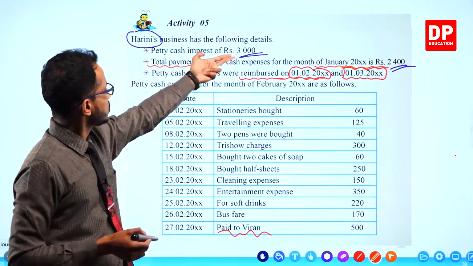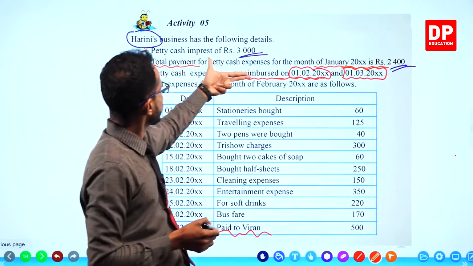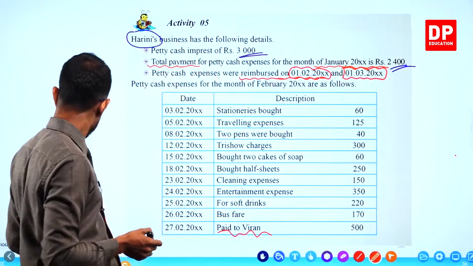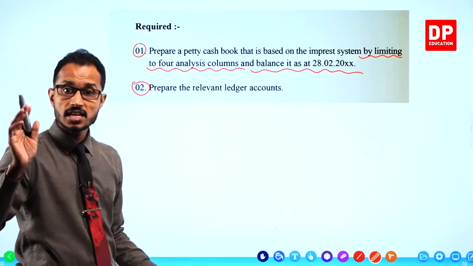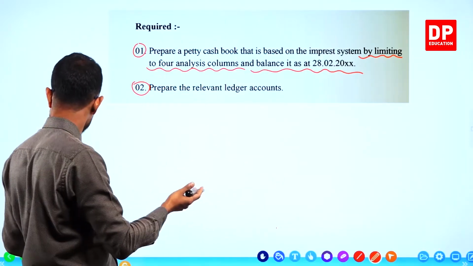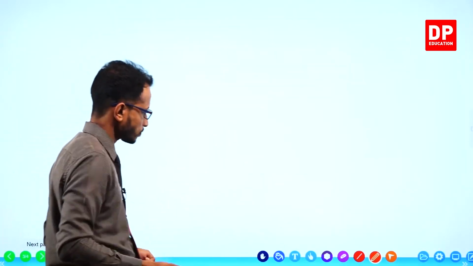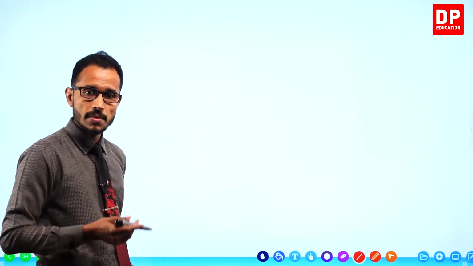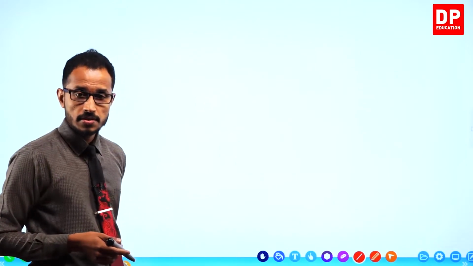Petty cash imprest is 3,000. Total payments for the petty cash expenses in January 2,400. All right. First, let's draw the petty cash book, shall we? Children, drawing the petty cash book is done in a simple manner. Follow this method in this way.